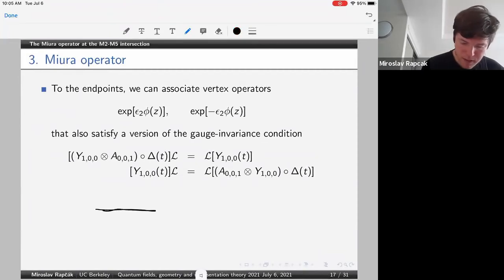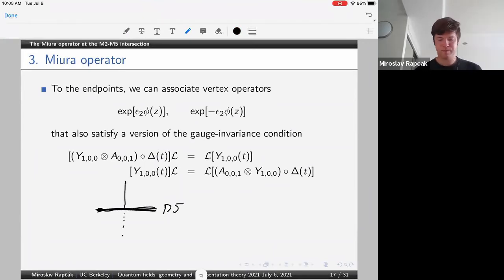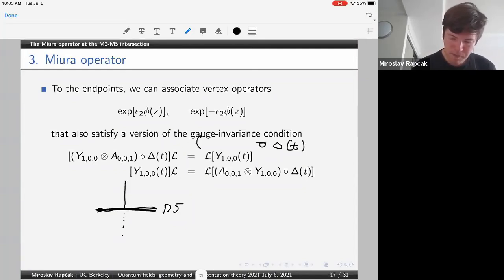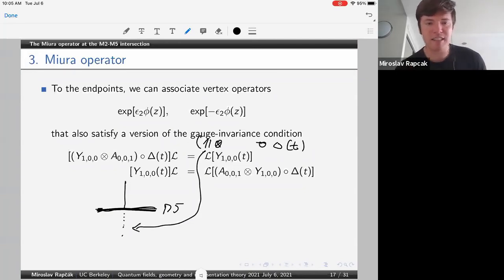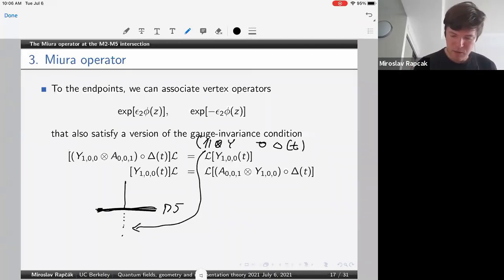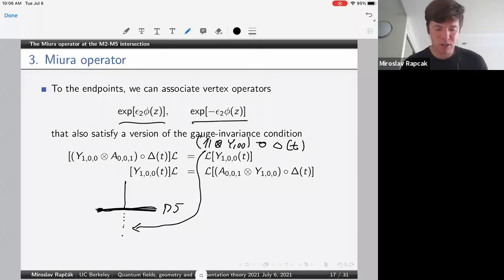Because what we have now, we have the M2 brane, sorry, M5 brane. We have the M2 brane, but it doesn't continue. So you can really think about the right-hand side here as T mapped by the coproduct composed with the trivial representation, where the trivial representation is associated with this non-existent M2 brane, times this Y1,0,0. And it just turns out that these operators exactly satisfy this gauge invariance condition.